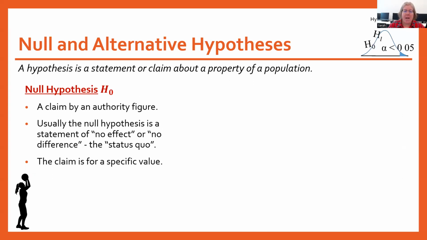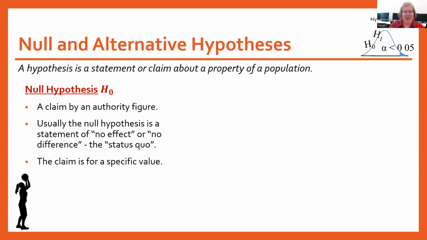This is a claim by an authority figure. It's usually a claim of the status quo or no effect, nothing's changed. It could be based on past research, like the average height of adults is 5'6". And the claim is always for a specific value. So it's always the population mean mu is equal to a specific number.